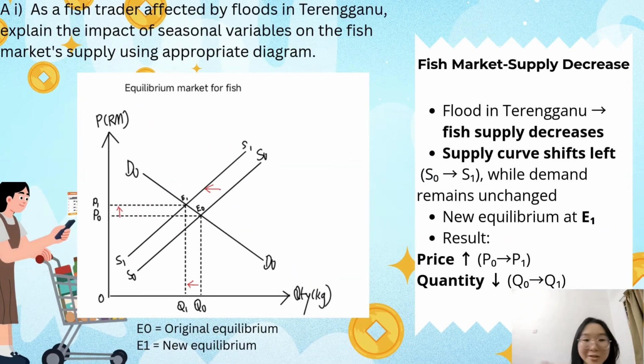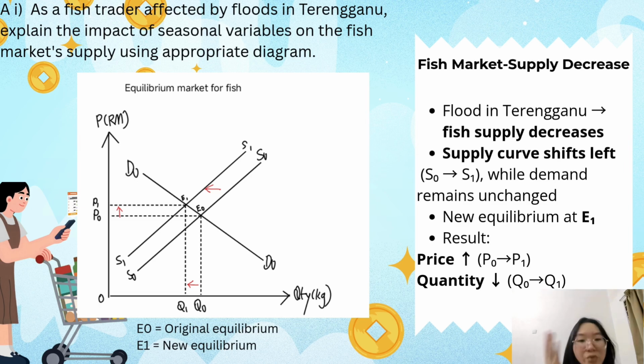Hello, hi, my name is Lee Hui. I'm from DPB10053, so I'm the first presenter for this question. In this scenario, floods and unpredictable weather in Terengganu disrupt fishing activity. As a result, the quantity of fish caught decreases and the fish supply in the market decreases.